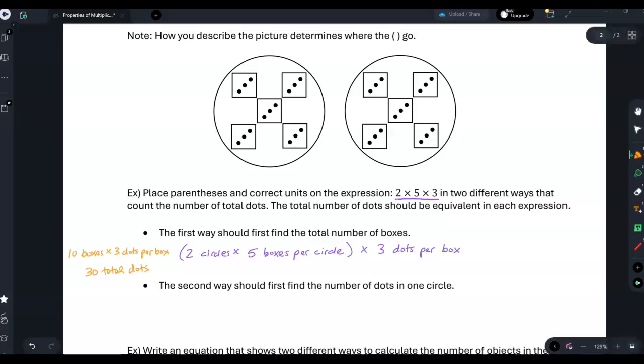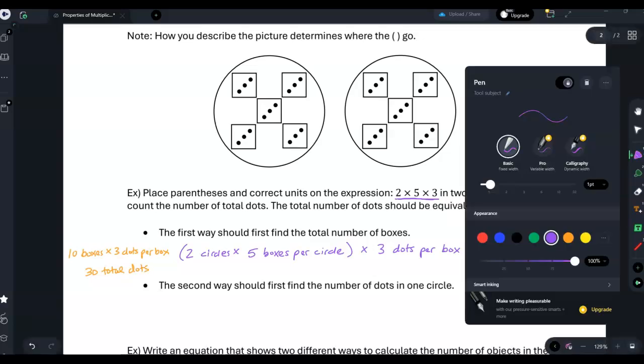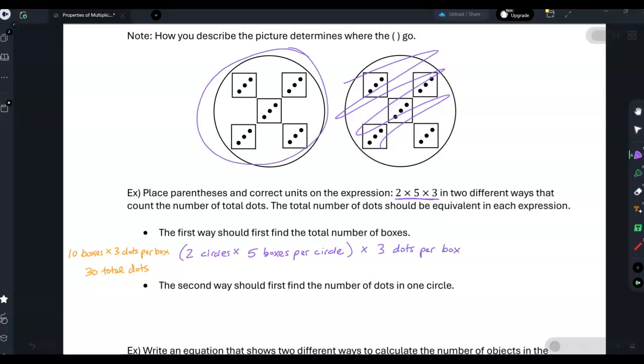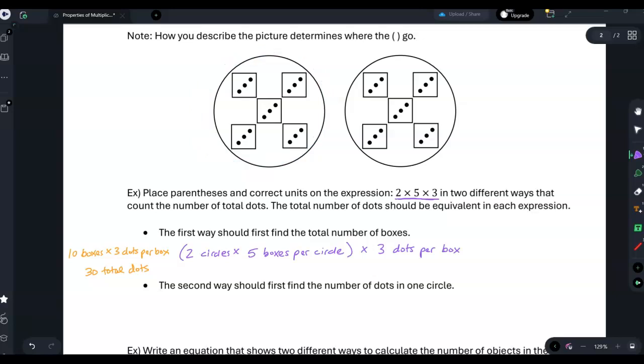But then another way I could think of this is this, and so this is the second way. We should first find the number of dots in one circle. So rather than finding how many boxes we have, let's not look at this one yet. Let's just look at this one and let's just count the number of dots in that circle, right? Now, again, I don't really want to have to go 1, 2, 3, 4, 5, 6. Like, I don't want to have to do that, right?